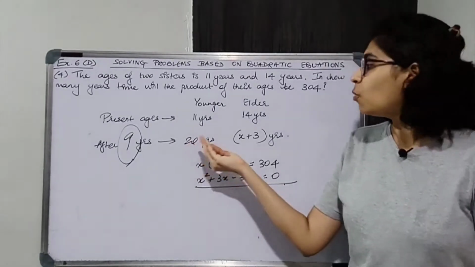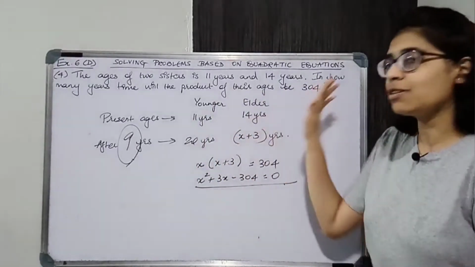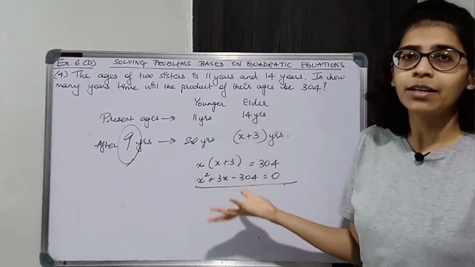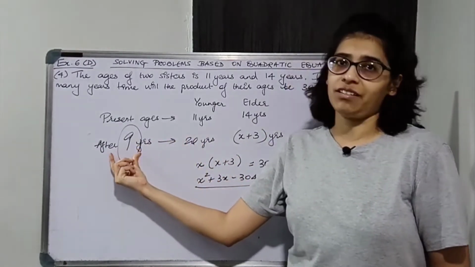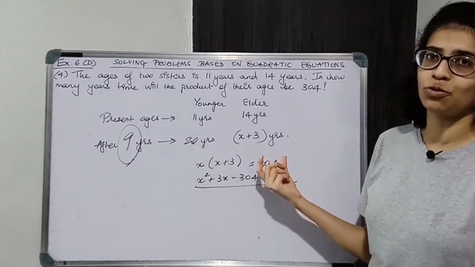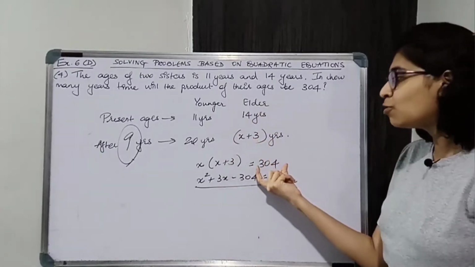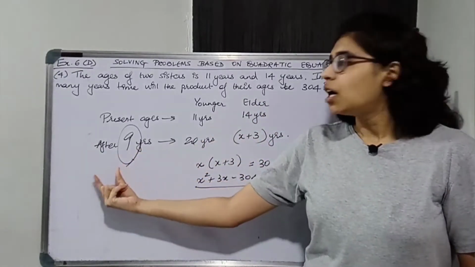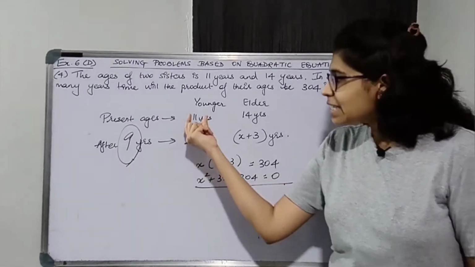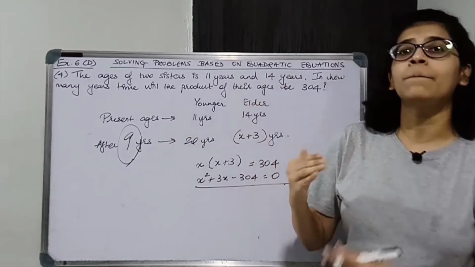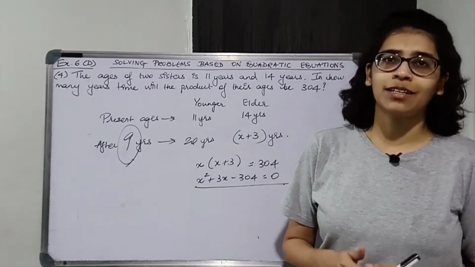Okay. So over here they have not asked for the age. So don't stop after finding x and x plus 3. x plus 3 is not even required here. But we are supposed to find after how many years will the product of their ages be 304. Okay, so we multiply x and x plus 3 and get 304. So when will that happen? After how many years. Okay, so the value of x that we get minus 11 will give you the number of years. All right, so let us now write down the given in a proper manner and start solving.